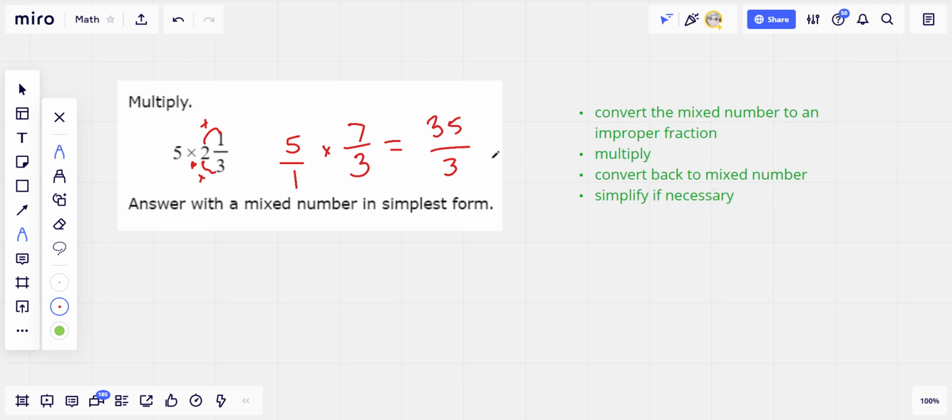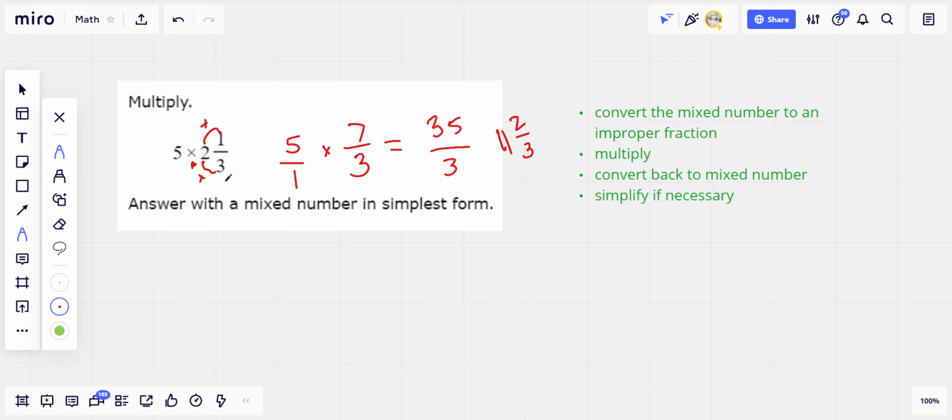So I just need to convert it back to a mixed number. So the question is, how many 3's are there in 35? And I know 3 times 10 is 30, 3 times 11 is 33. So it's going to be 11, and 35 minus 33 would be 2. So 2/3, 11 and 2/3. So I did that by just basically in my head dividing 35 by 3. If that doesn't work in your head, just divide 35 by 3. You'll get a remainder of 2, and that's how you get a quotient of 11 and a remainder of 2, and that's how many thirds you have left over for the fraction part.